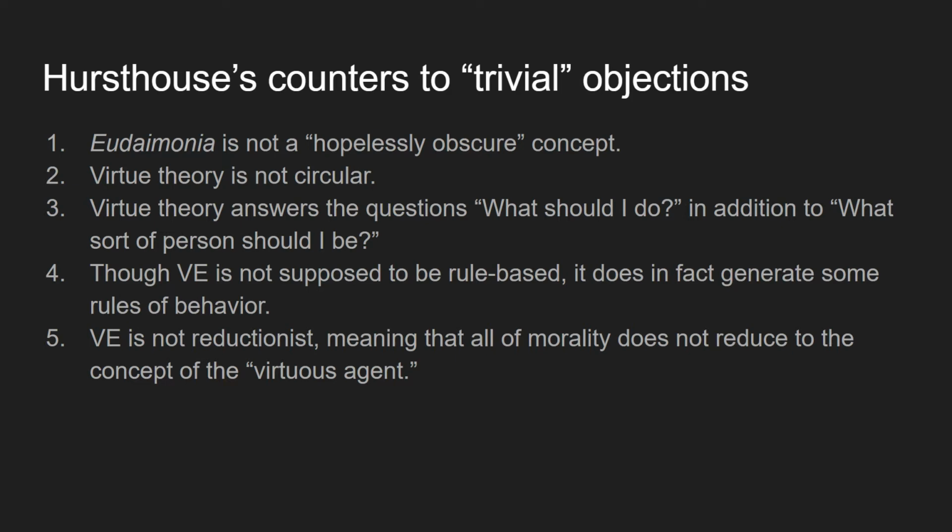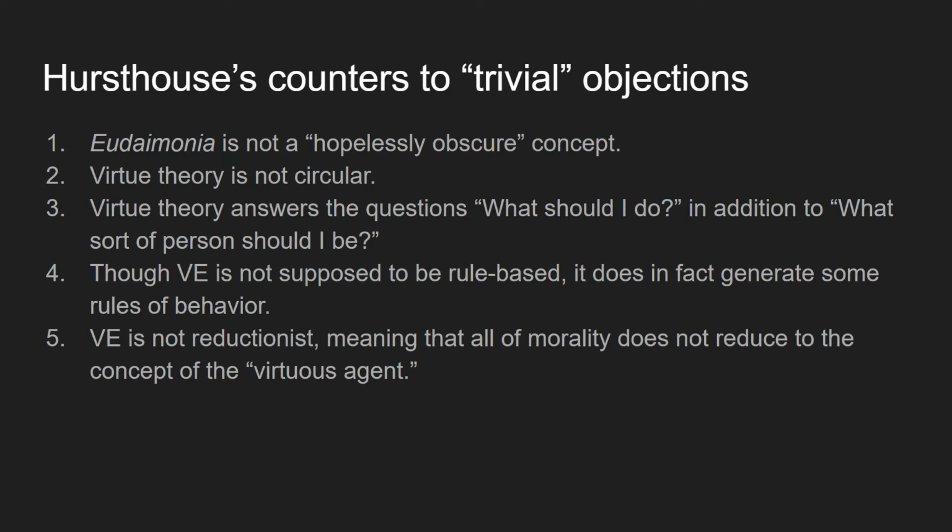But she says if eudaimonia is hopelessly obscure, so are moral terms in every single theory. What does it mean to be good or bad? What does it mean to be rational? These things all need careful explanation, but they aren't hopelessly obscure. We all know what they mean, at least in general. She also says virtue theory is not circular.